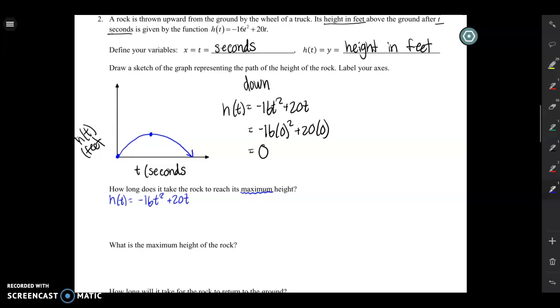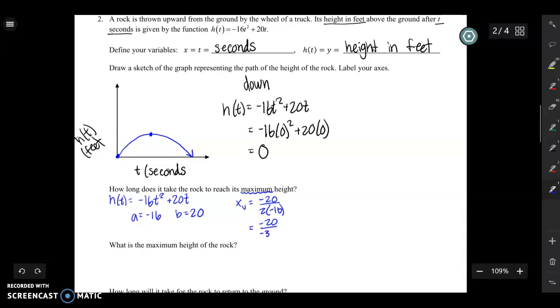To find the vertex, I'm going to identify a and b. My a is -16, my b is 20. And then I'm going to start by finding the x value of my vertex. The x value of my vertex is -b over 2a. So it's going to be -20 over -32. I can divide 20 and 32 by 4, and I'm going to get 5 over 8. At the same time, I also cancel out the negatives because there's a negative on the top and the bottom. So the x value of my vertex is 5 over 8.